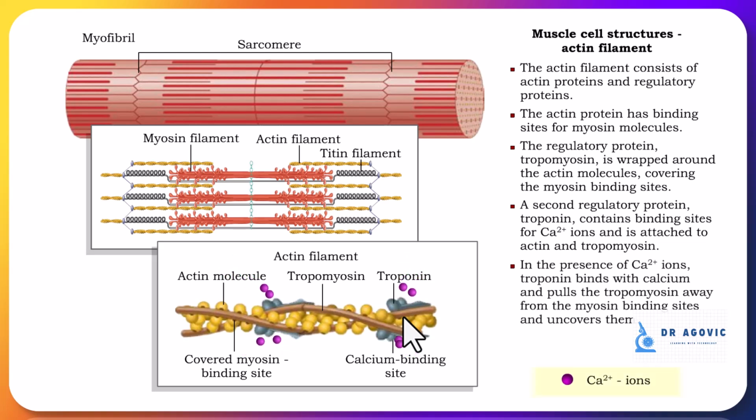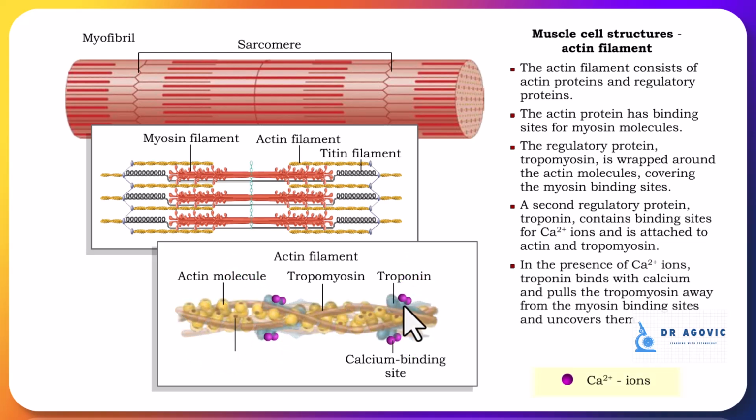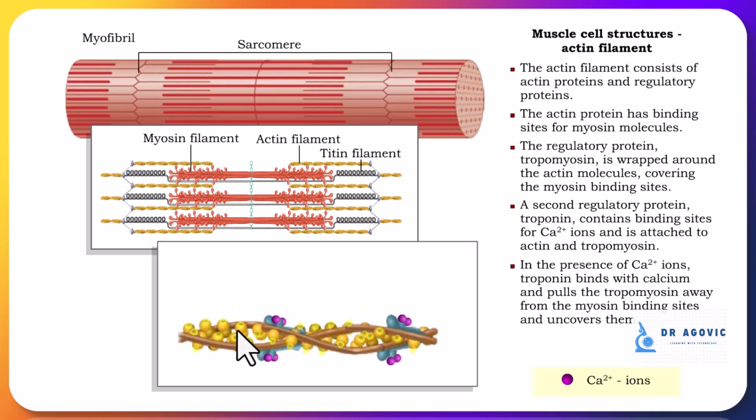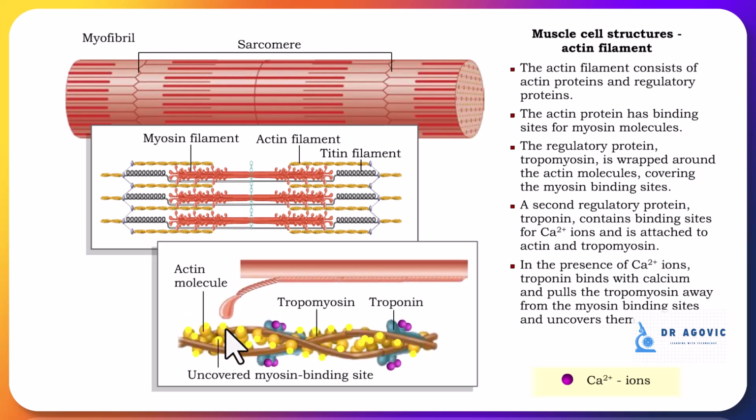In the presence of adequate extracellular calcium, the troponin-tropomyosin protein complex uncovers the binding sites. Myosin can now attach to actin. This triggers a contraction.